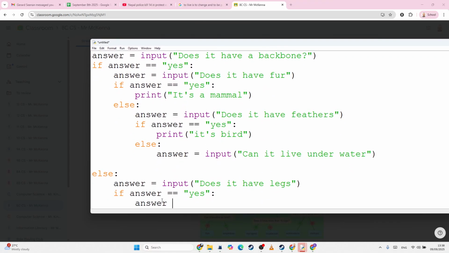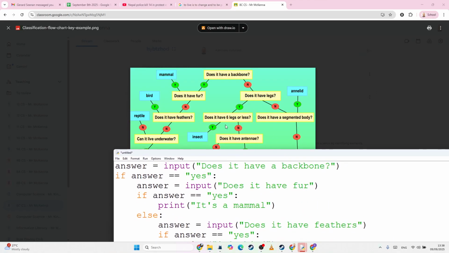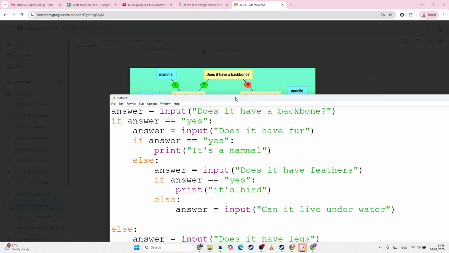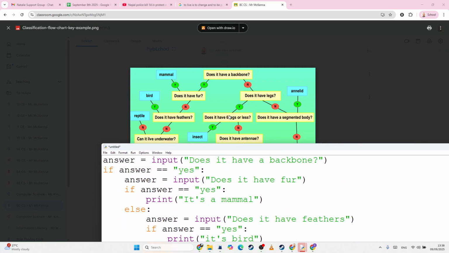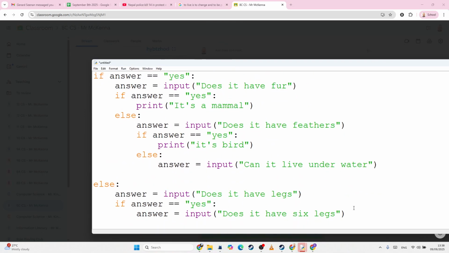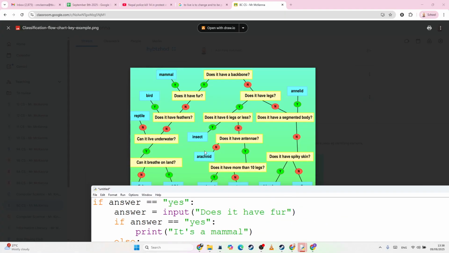Answer equals input. Does it have 6 legs? Okay, so does it have 6 legs or less? Sorry, did I miss? Does it have legs? Oh, it does have legs. Does it have 6 legs? If they say yes, if answer equals yes, then I'm going to say that it is an insect.